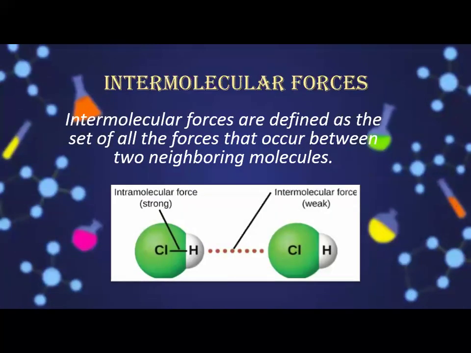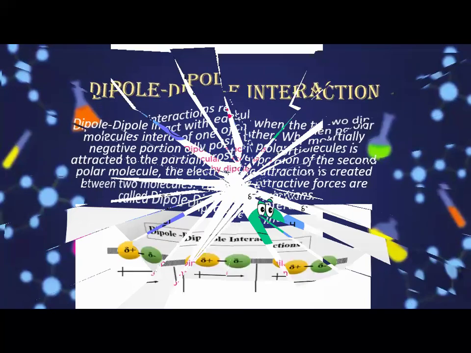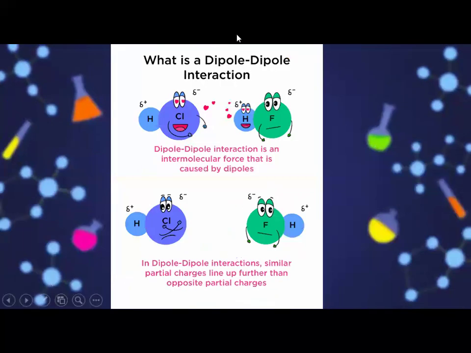Now moving towards our next slide, you can clearly see that this is one molecule and this is another molecule. This is ICl, this is ICl. Dipole-dipole interaction is an intermolecular force that is caused by dipoles. Here you can see that we have dipoles. There is a negative charge on it, and here it is a positive charge.